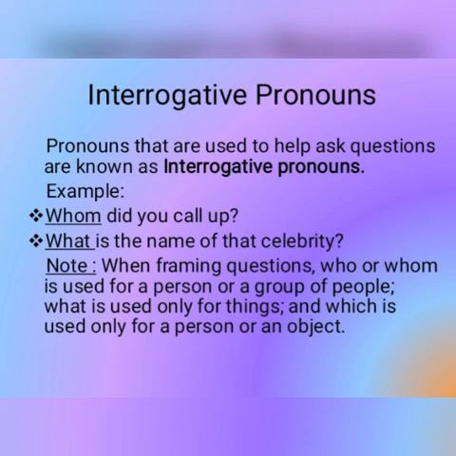When framing, who or whom is used for a person or a group of people, what is used only for things, and which is used for a person or an object. So these are the interrogative pronouns in which we frame questions, when we use who, whom, which, what, etc. So these are your interrogative pronouns. Now the interrogative pronouns help us to ask questions.